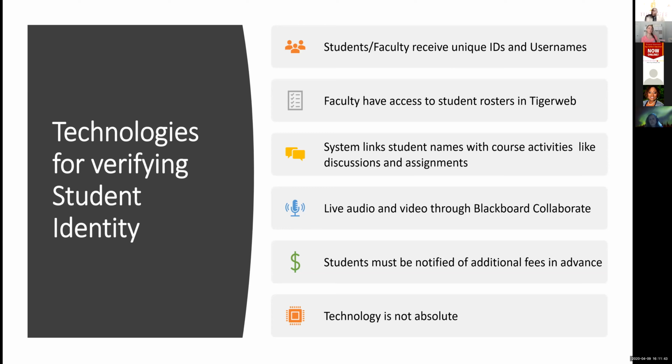And after doing all of this, we must realize that technology is not absolute in determining students' identity. So the faculty members are encouraged to use the tools in Blackboard like the test pools and random blocks to create exams that promote academic integrity.